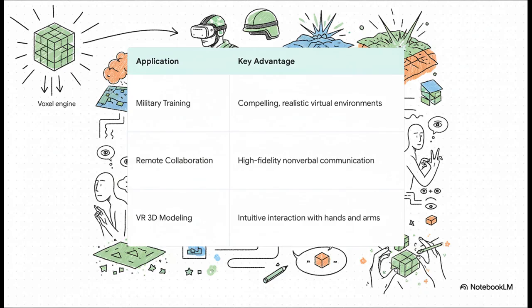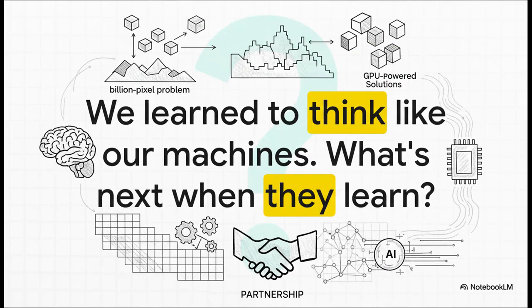You know, when you step back, the story of the Voxel Engine is really a story about human ingenuity. We were faced with this problem of almost unimaginable scale, the billion-pixel problem, and we solved it by fundamentally changing how we think, by aligning our own logic with the architecture of our machines. It became a true partnership, which leaves us with a pretty fascinating question to think about. What happens next, now that our machines are learning to think for themselves?